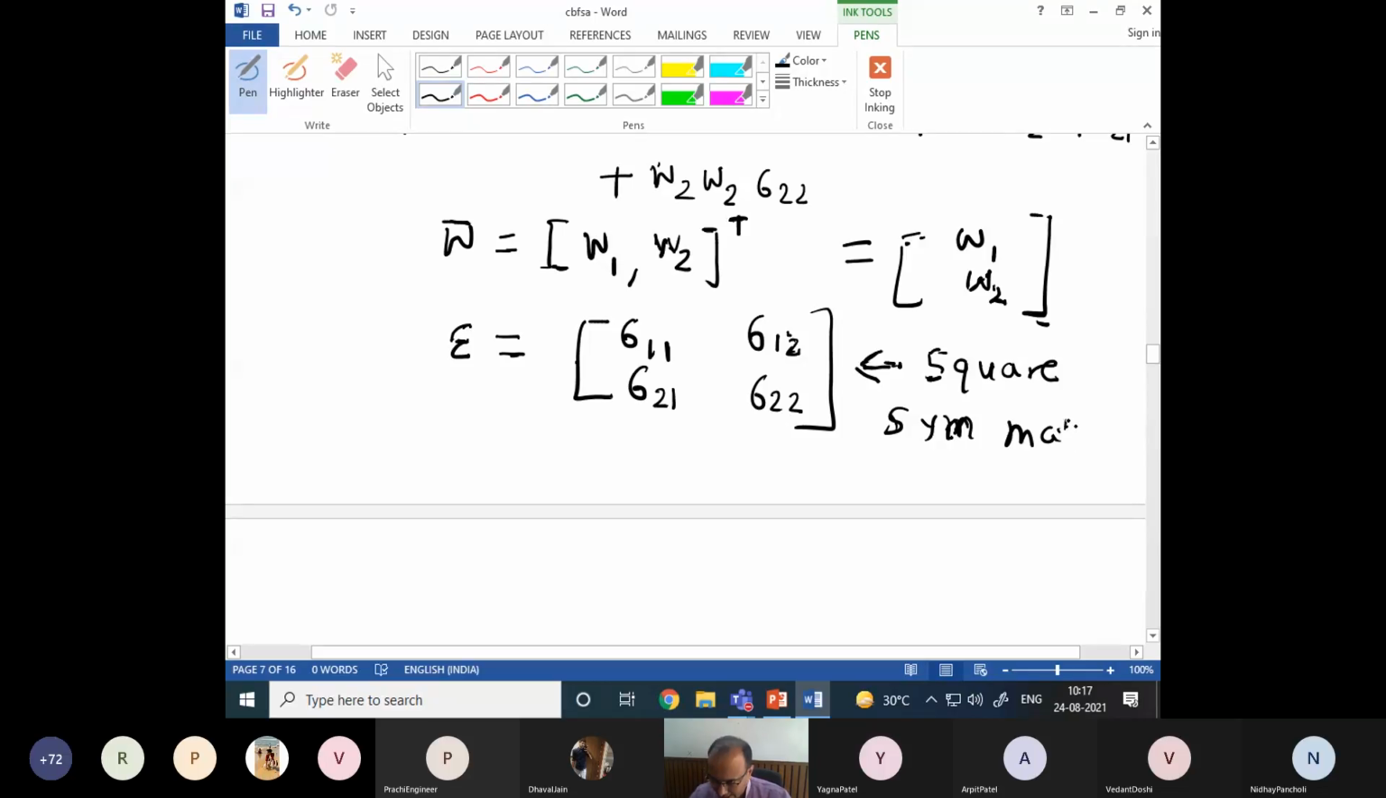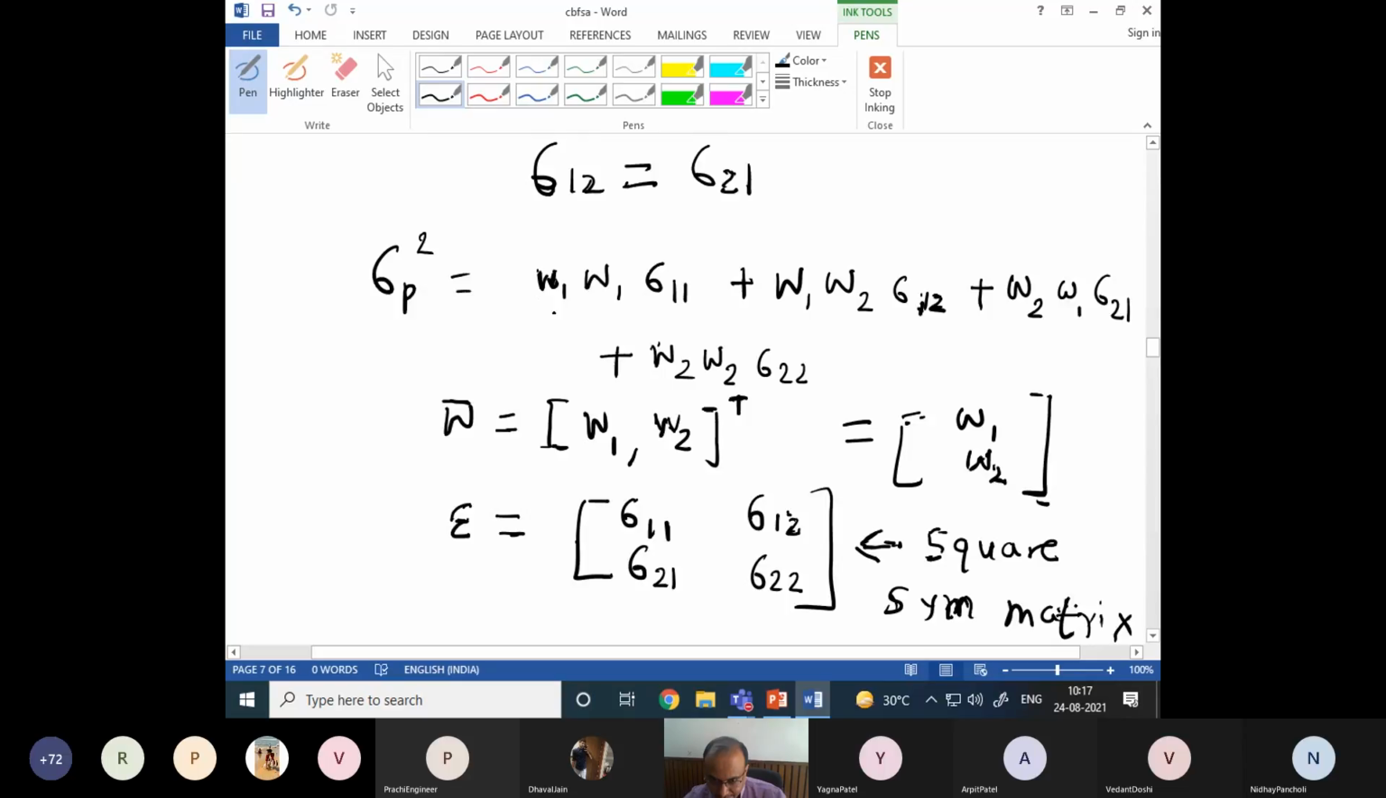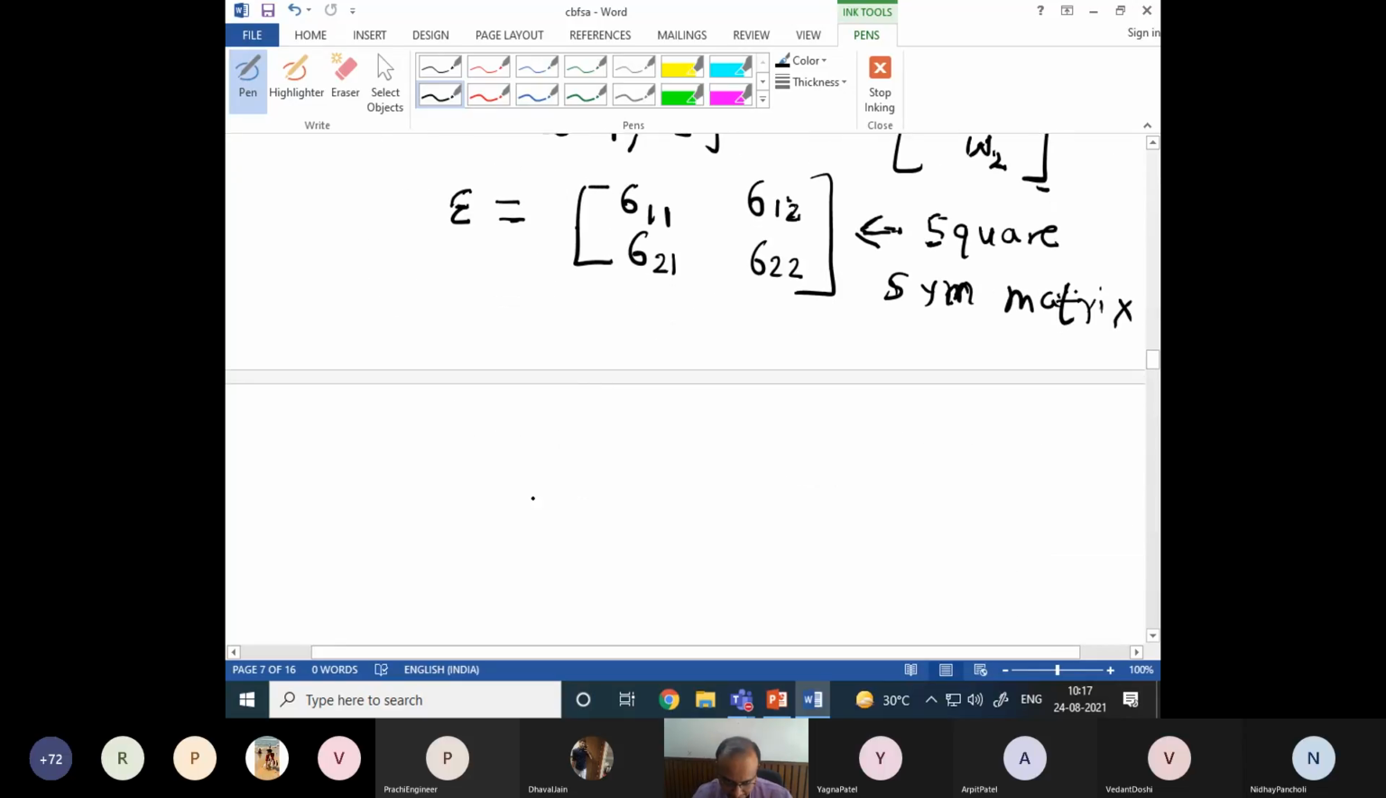It is a square, symmetric matrix. OK. Now you can see this equation sigma p square, I can write it like this. It's a multiplication of these three factors. You just recall your matrix multiplication.